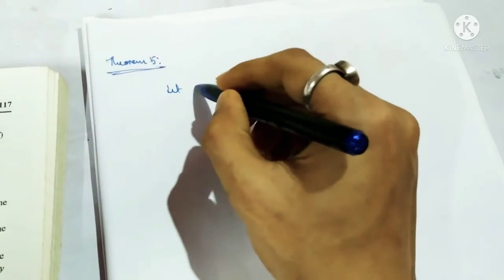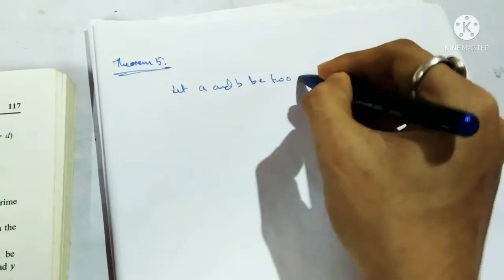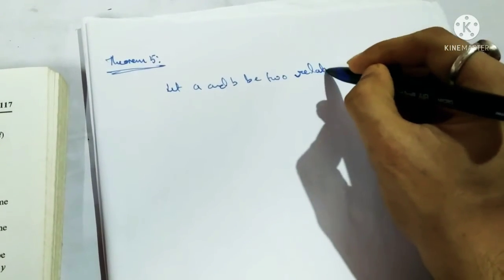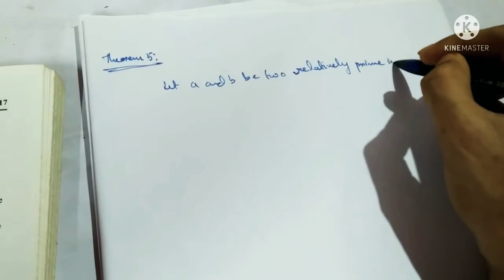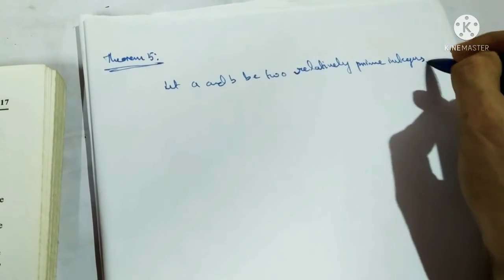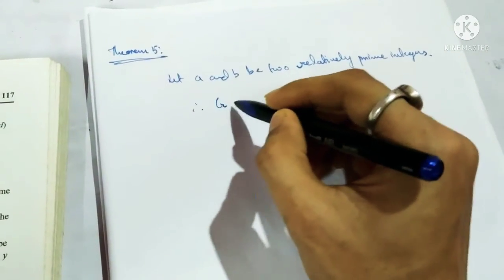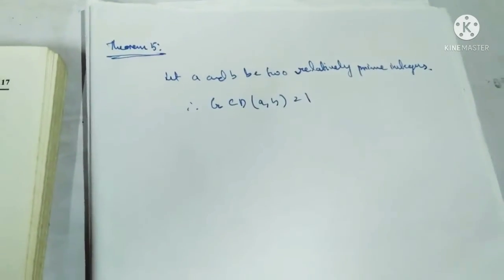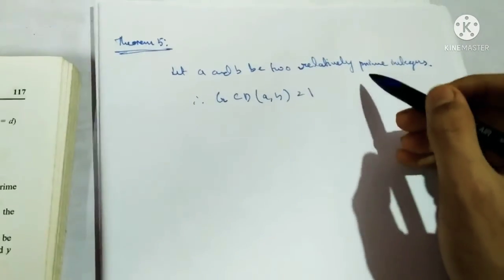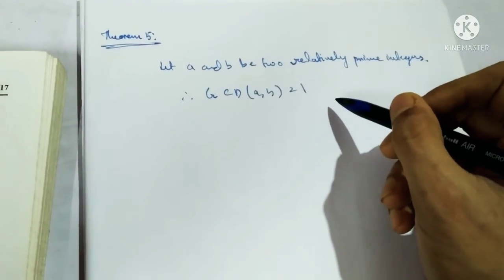First of all, I will take let a and b be two relatively prime integers. That means what I can write? Therefore GCD of A, B is equal to 1. That means the GCD of these two numbers will be 1. They are relatively prime integers, so therefore GCD of A, B is equal to 1.